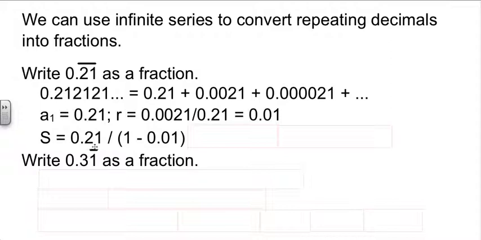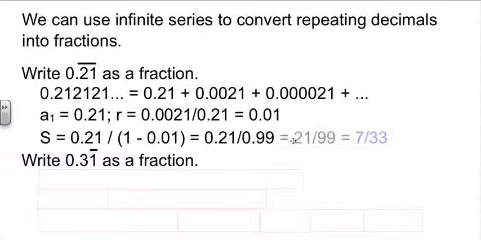S then is A1 divided by 1 minus R. 0.21 over 0.99. To simplify that, all I have to do is move the decimal over 2 places. Gives me 21/99, which then reduces to 7/33.